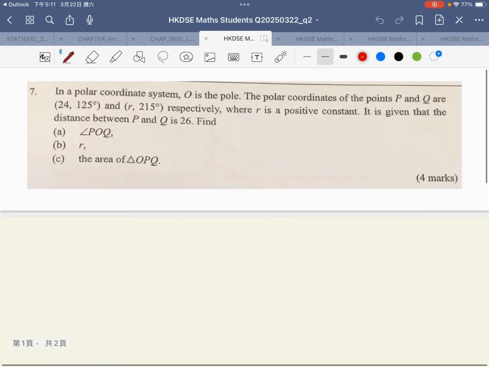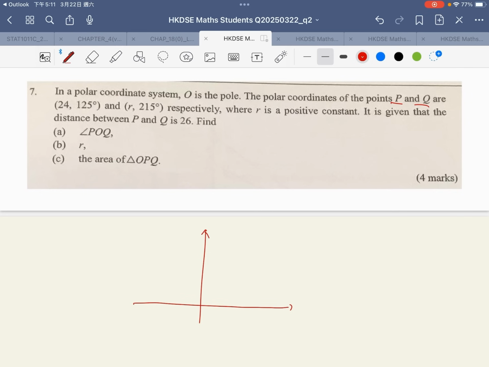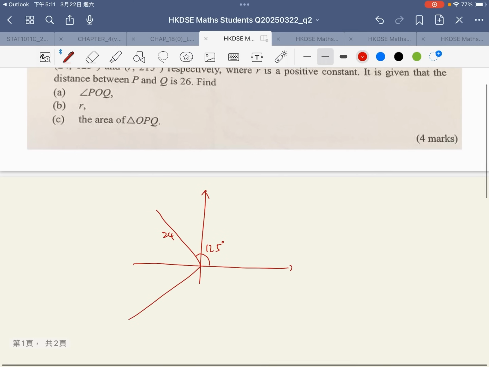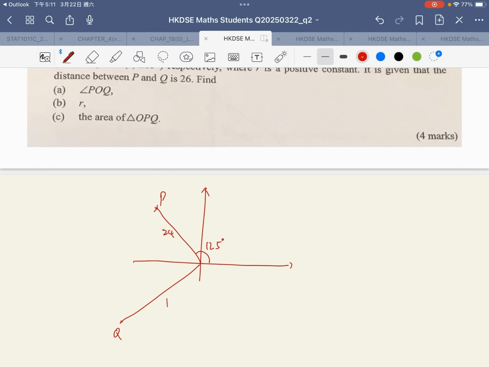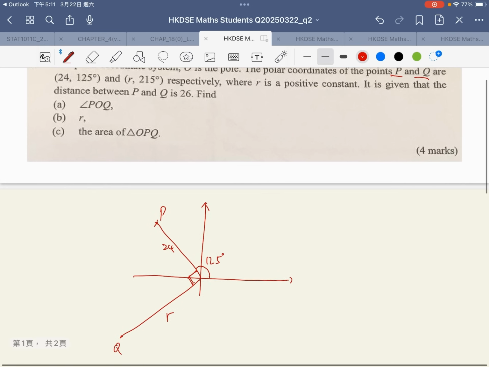There are two polar coordinates for P and Q. P is (24, 125 degrees), and the polar coordinate of Q is (R, 215 degrees). You can check that this is 90 degrees between these two. This is 24, this is 125 degrees. This is P, this is Q, this is R. This is 90 degrees, and the distance between PQ is equal to 26.